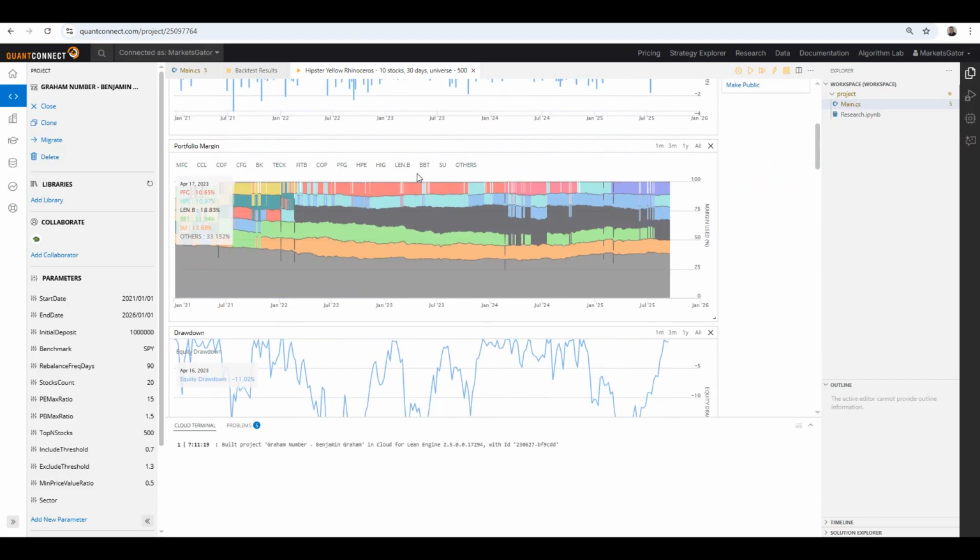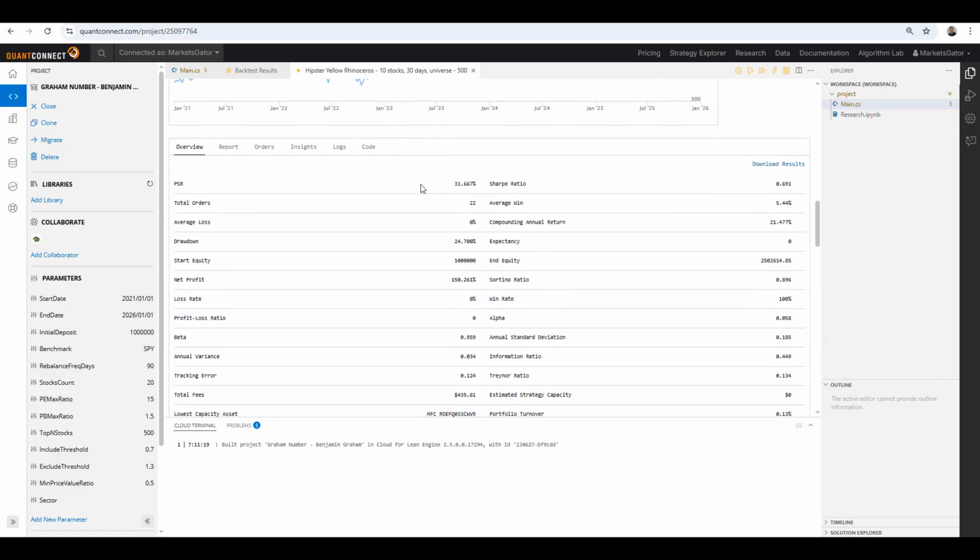Let's scroll down to results, and what do we see? Compounding annual return, 21.47%. This is really good. Drawdown, 24.7%. And net profit through the whole period, 150%.